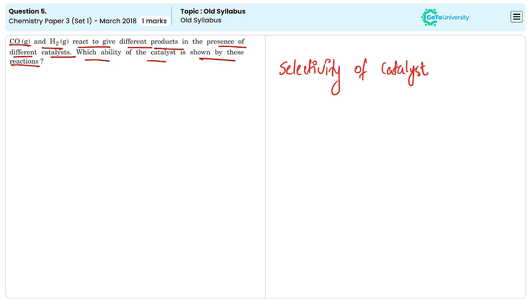High selectivity is crucial in industrial processes to maximize the yield and minimize the waste or byproducts, and it improves both efficiency and cost effectiveness.